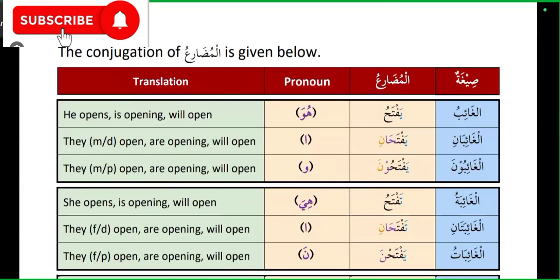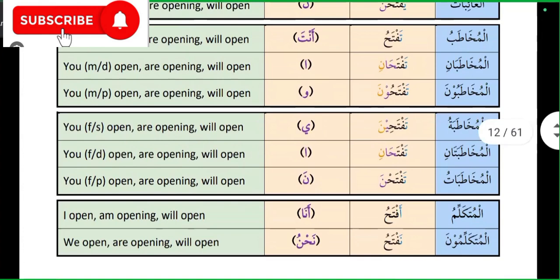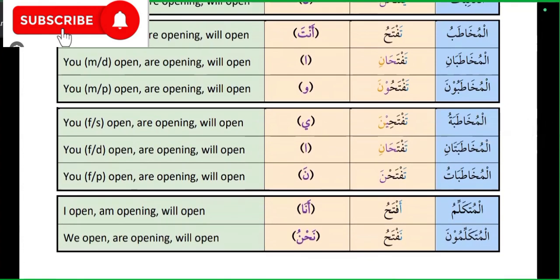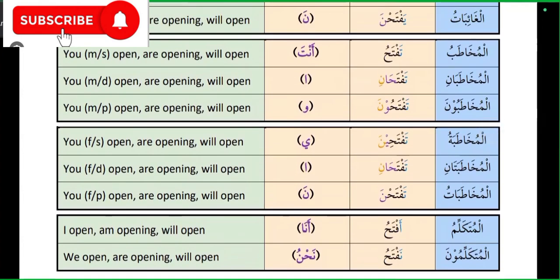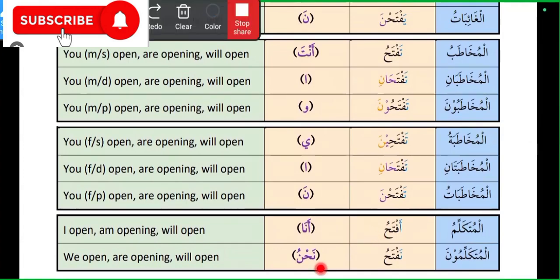It starts like this: yaftahu, yaftahani, yaftahuna, taftahu, taftahani, yaftahna, taftahu, taftahani, taftahuna, taftahina, taftahani, taftahna. And then the remaining 2 sigas, aftahu and naftahu. So when we say aftahu, it means ana aftahu. And when we say naftahu, it means nahnu naftahu. But we don't write ana or nahnu.